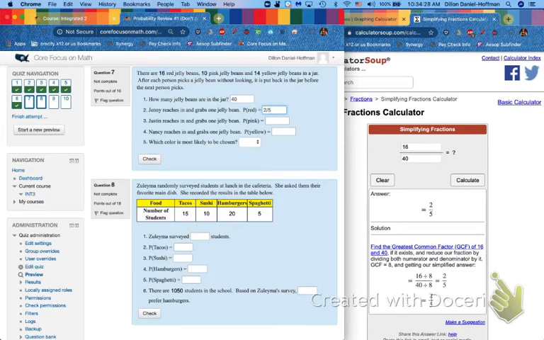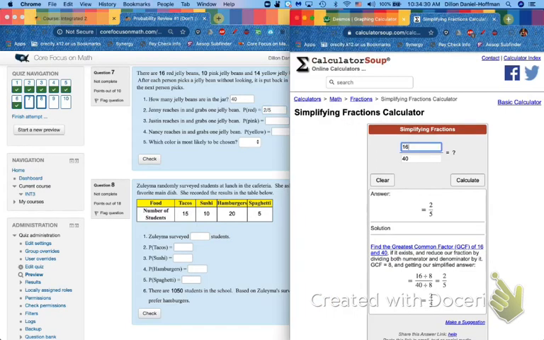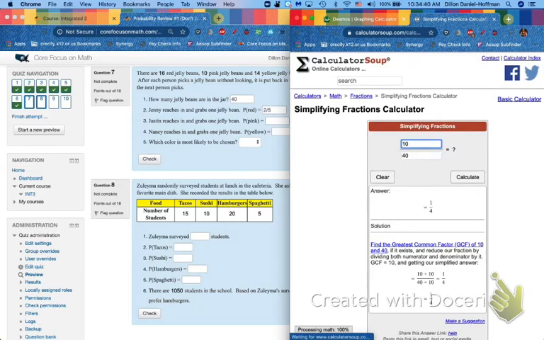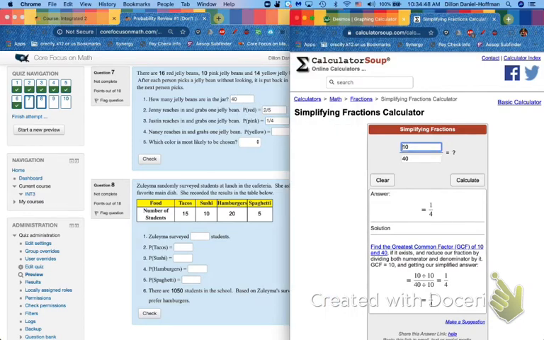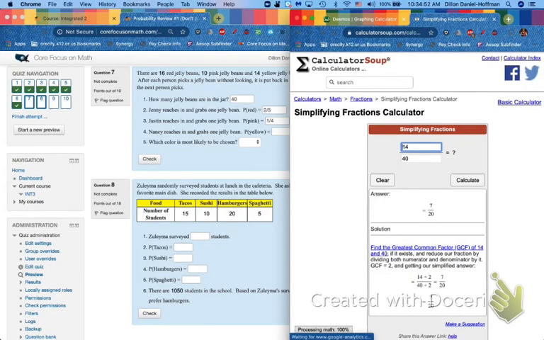Then I can just keep this fraction here and replace the numerator with, let's see, pink. I have 10. So now I'm going to replace this 16 with 10. And I calculate that. That's 1/4. And then yellow, I've got 14 yellow jelly beans. So 14 and 7 out of 20.